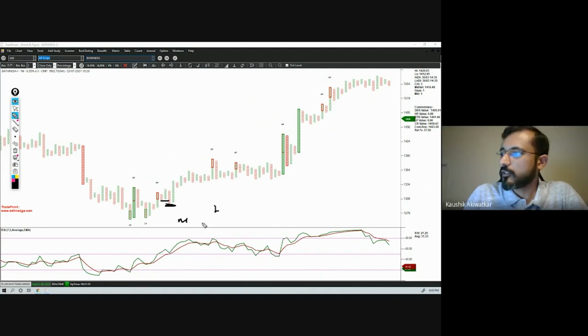So I'm spending more time on doji and hammer, right? Because these are very important patterns. Psychologically, they are very important.